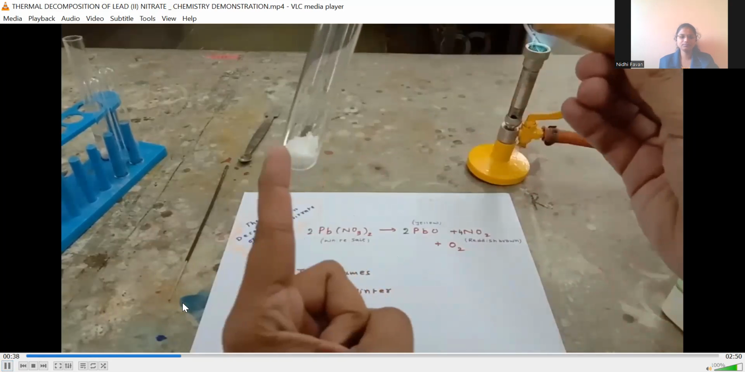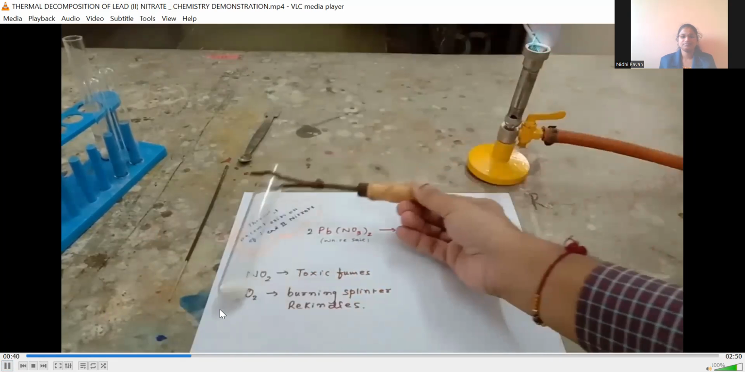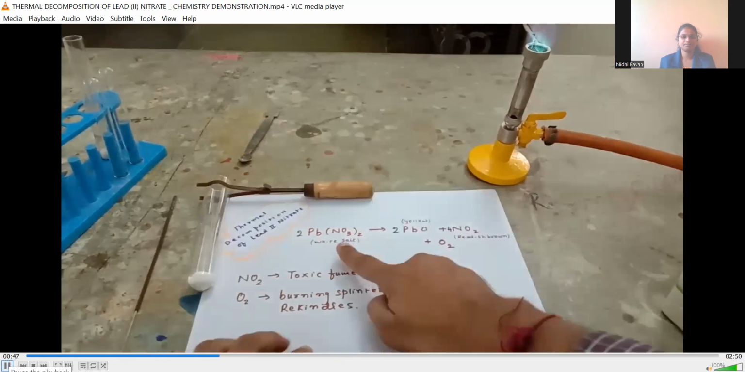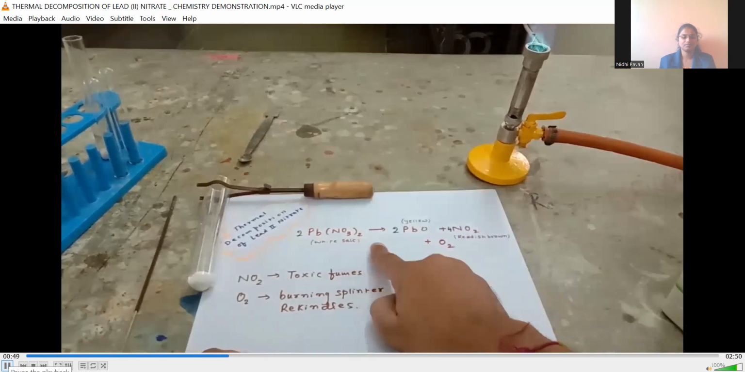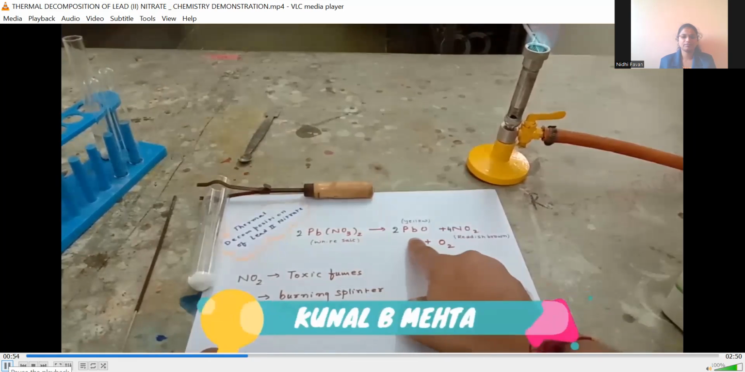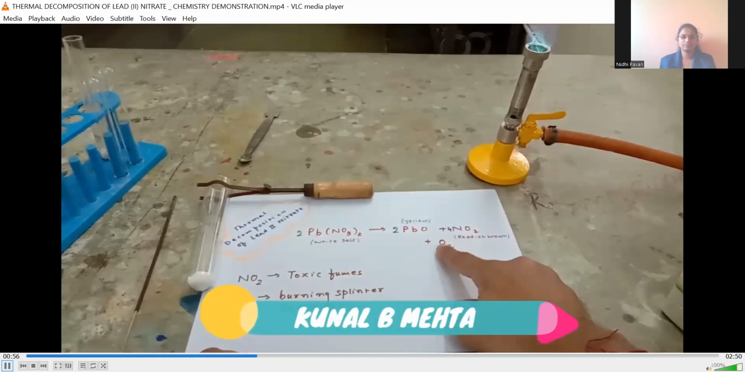I already have this PbNO3 whole twice over here. We also require an incense stick to check the presence of oxygen. Now the reaction goes as follows: lead nitrate, PbNO3 whole twice, decomposes in the presence of heat to form lead oxide plus nitrogen dioxide and oxygen gas. He also used an incense stick, or agarbatti, to check whether the liberated gas is oxygen. Let us see how the activity is performed.